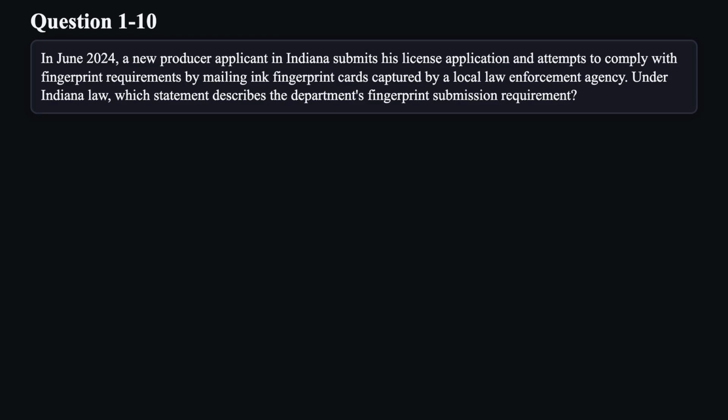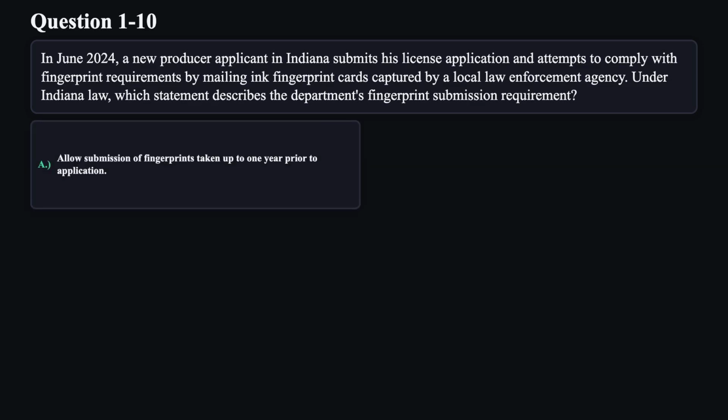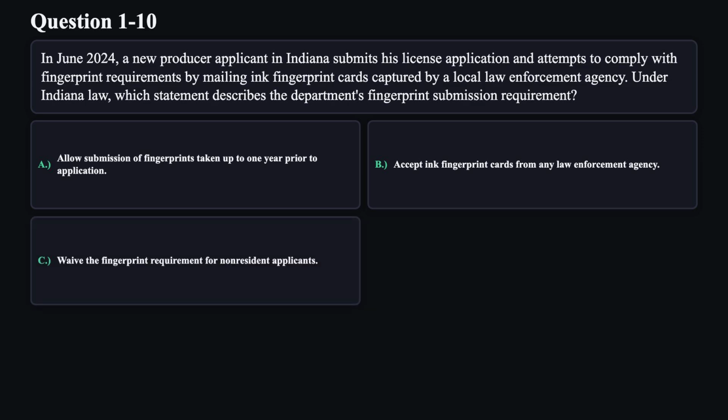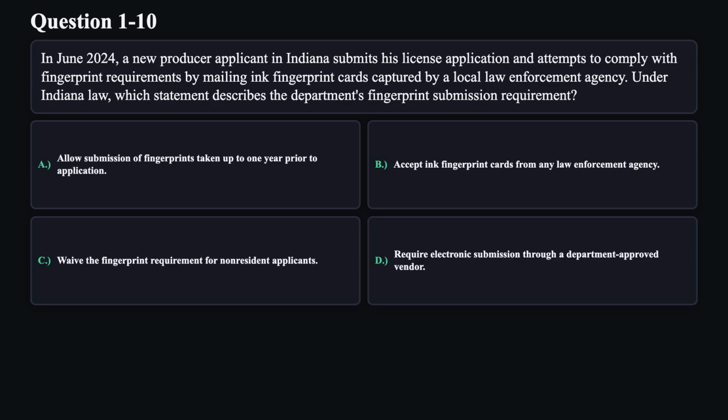In June 2024, a new producer applicant in Indiana submits his license application and attempts to comply with fingerprint requirements by mailing ink fingerprint cards captured by a local law enforcement agency. Under Indiana law, which statement describes the department's fingerprint submission requirement? A. Pure comparative negligence. B. Accept ink fingerprint cards from any law enforcement agency. C. Waive the fingerprint requirement for non-resident applicants. D. Require electronic submission through a department-approved vendor.